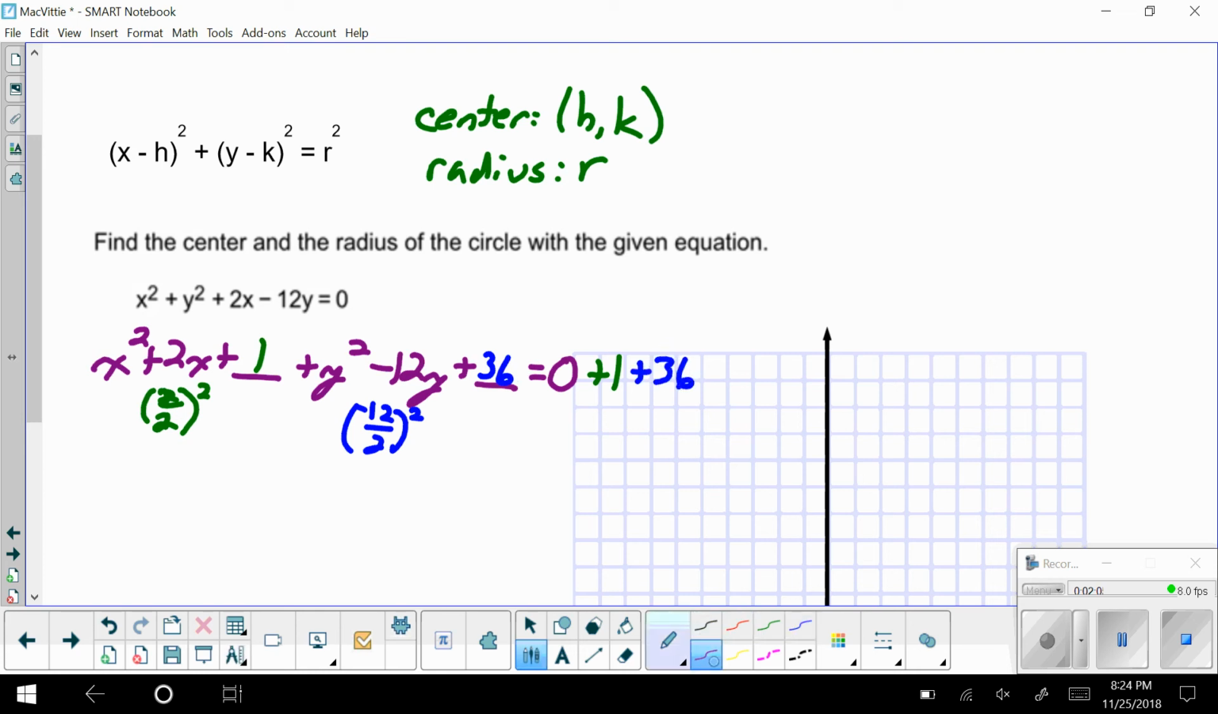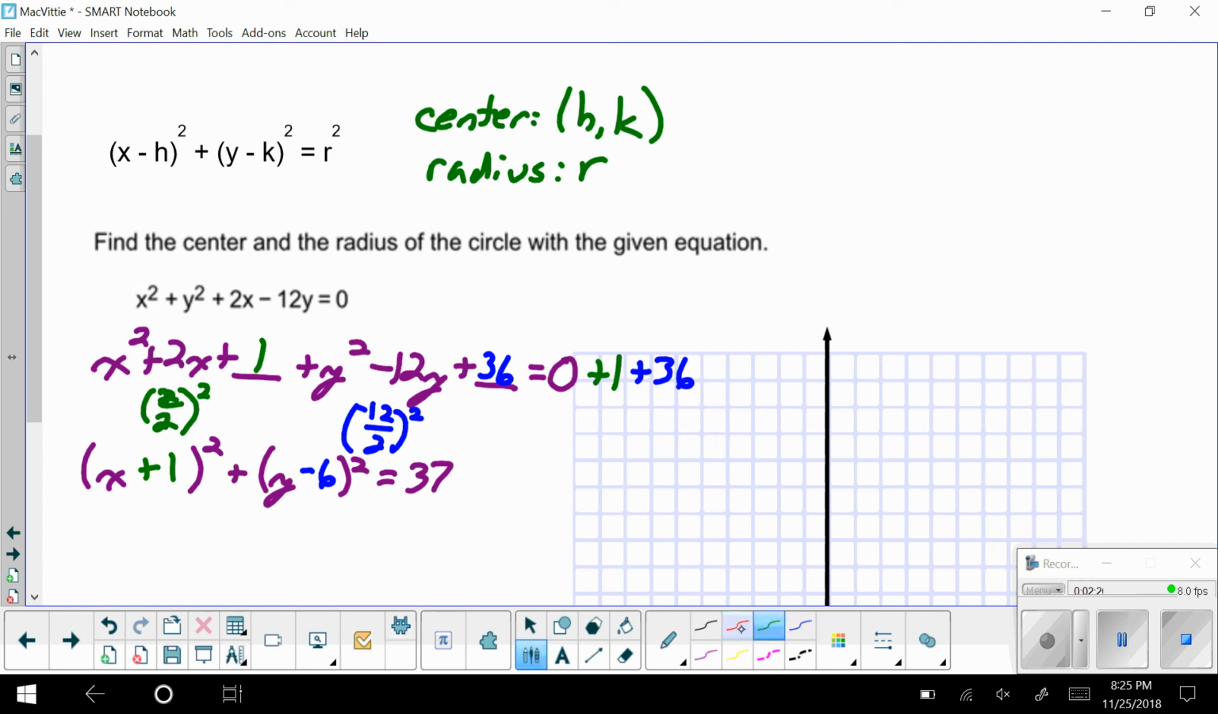So then what I now have is x plus something squared, and then y minus something squared equals 37. And again, the little trick from the last video: my b divided by 2 is what's actually going here, so that's a plus 1, and this is a minus 6.